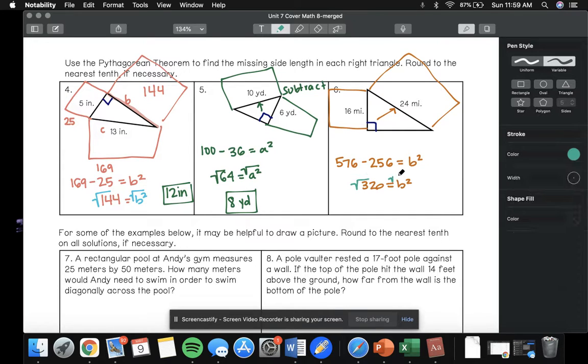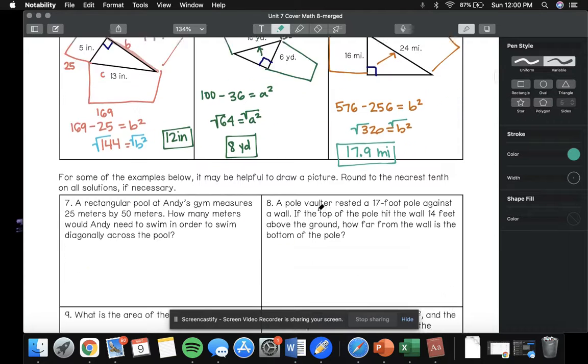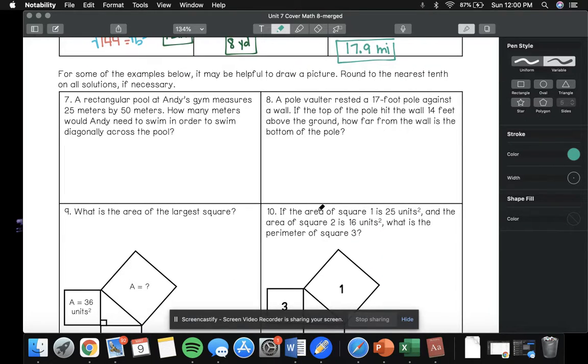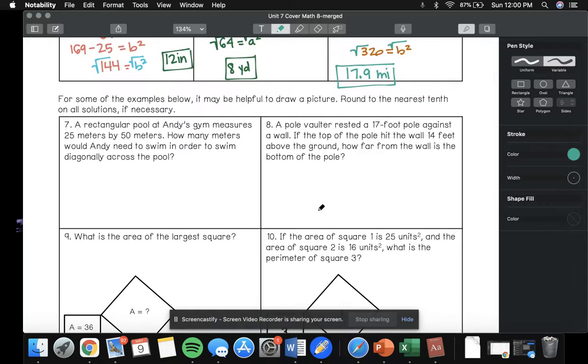I'm going to take the square root of 320, and I get 17.88854382. So I'm going to round to my nearest tenth, so 17.88. That extra 8 is going to round that 8 up to a 9. And so my missing leg is 17.9 miles, excuse me. Okay, now we have some real world examples.